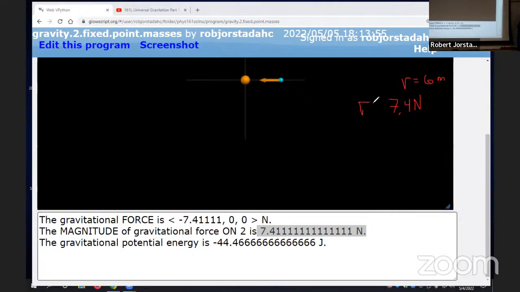Now notice, let me write one other thing. So that was the force. And then the potential energy was negative 44. Ooh, 44.4 almost. I like that. Okay, joules. Let's just say it like that. So let's go into the code.